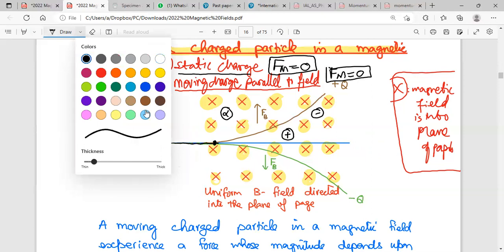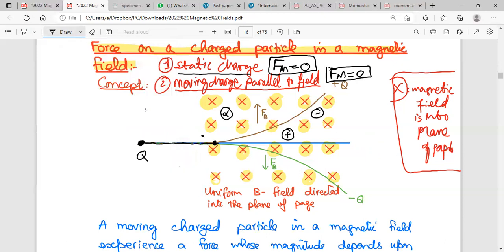So now look, as soon as it reaches this point P, it is going to experience a force. The charge is having mass m and it is moving with a speed u. So when it enters at point P, it is going to experience a force, and that force is magnetic force. You can find the direction of that force using Fleming's left hand rule.